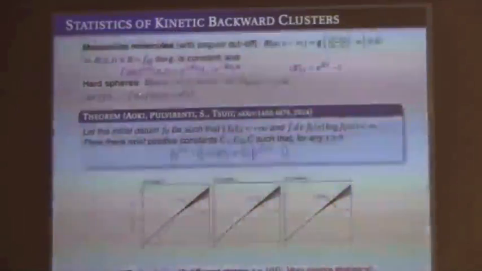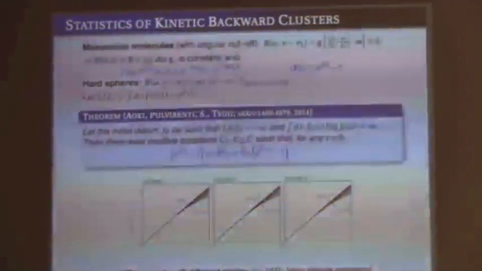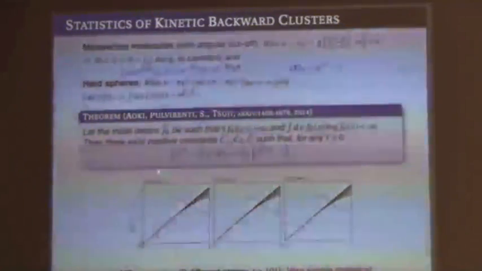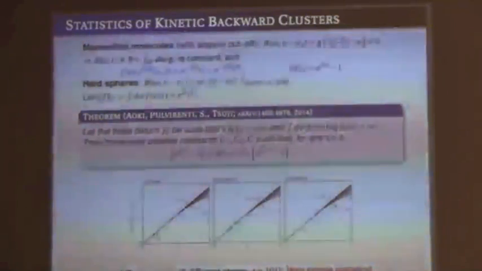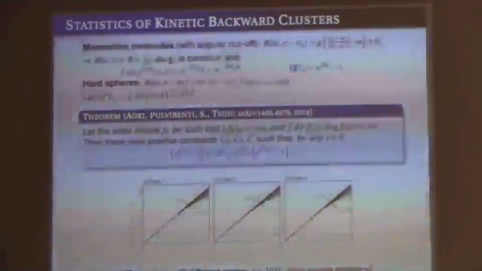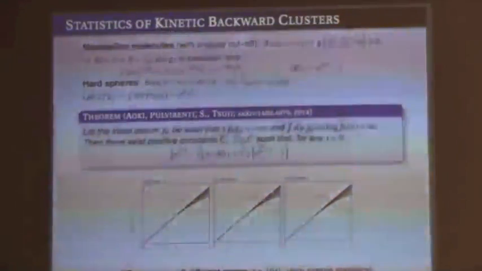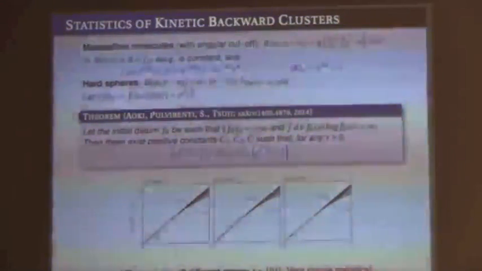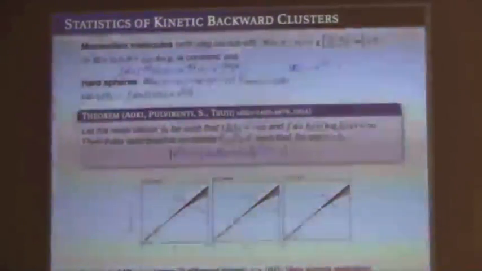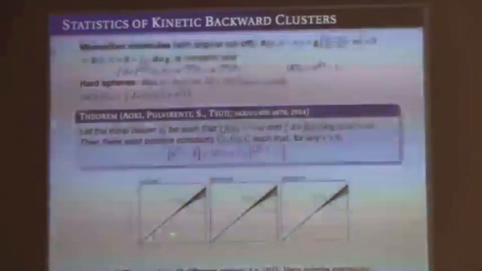Assume to have all the moments up to the third one finite for your initial data, and assume to have finite entropy, then you can prove that there exist positive constants such that you have upper and lower bounds which show this exponential behavior. And after that, you can test your result for hard spheres via molecular dynamics simulations. And this was done with Aoki and Tetsuro Tsuji, a Japanese group. And you can test the exponential behavior.